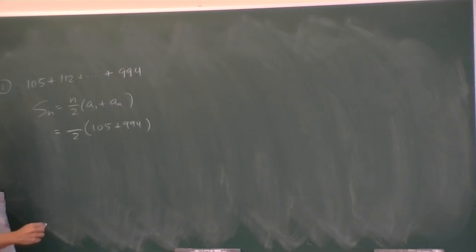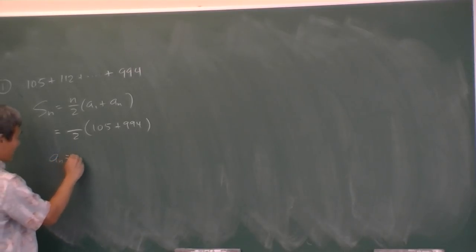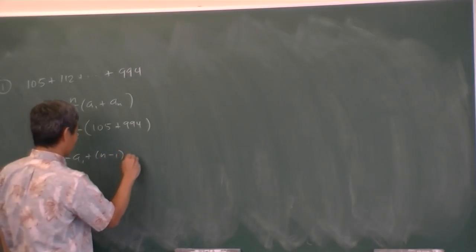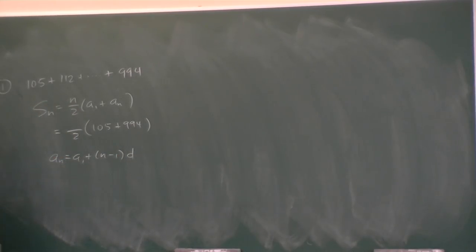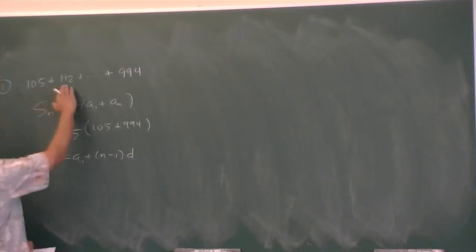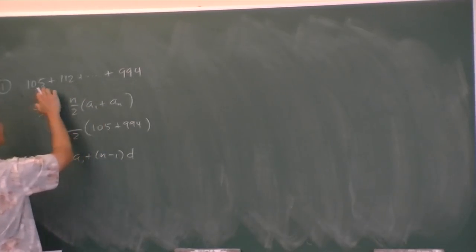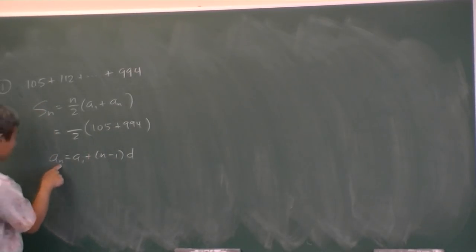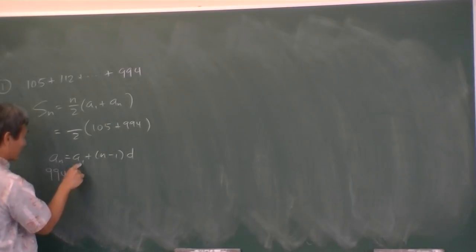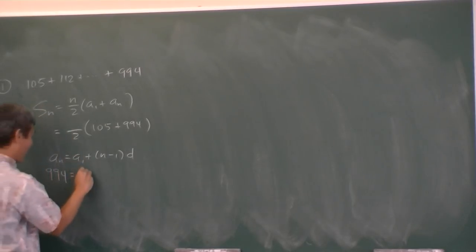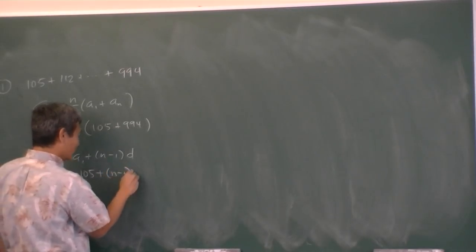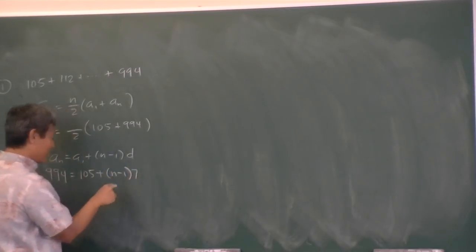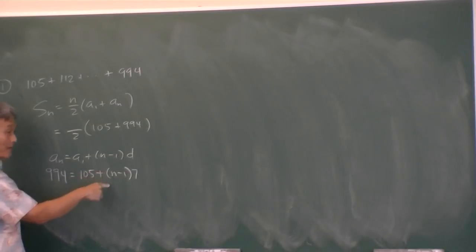In what equation though? In this equation, remember? Does that look familiar? Yeah, that's the explicit formula for an arithmetic sequence. If you think of these numbers as a sequence, this is the first term, the second term, this is the nth term. We need to solve for n then. What do I plug in for an? 994. What do I plug in for a1? 105 plus n minus 1 times d. What do I plug in for d? 7.